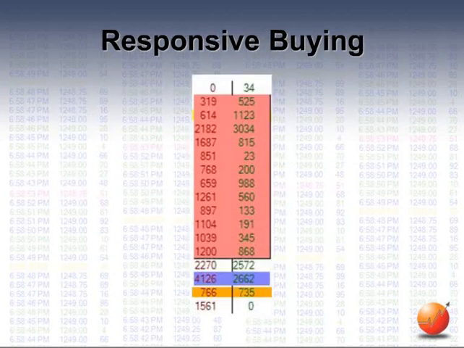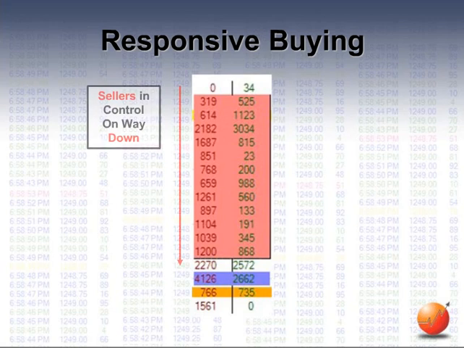First pattern that we're going to look at is responsive buying. This is what we would be looking for when most people would assume there is support in the market. The first identifying factor of this is that we need to have sellers in control on the way down. And how do we know that they're in control? Well, other than the fact that the price has obviously gone down.